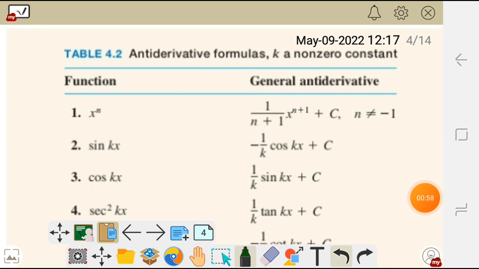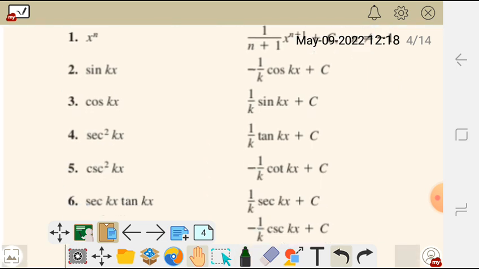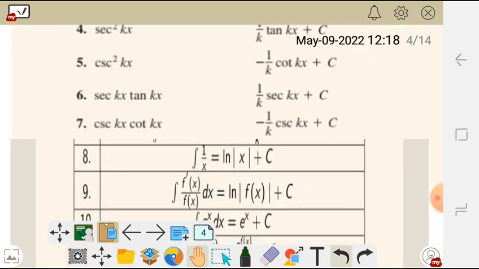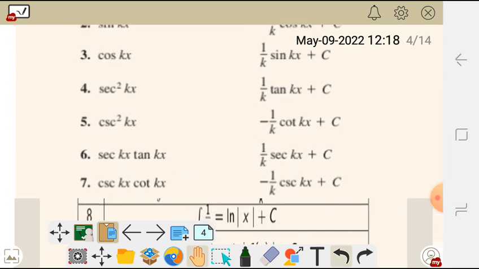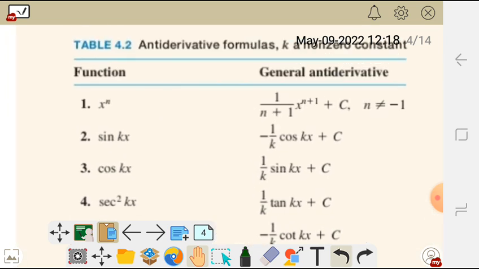We looked at these basic principles, the first one says if you have x to the power n, then you simply add 1 to the power and divide by the sum n plus 1. These are very important basic principles, and you must know them by heart. So let's just go through this table here so that you know all these basic principles.